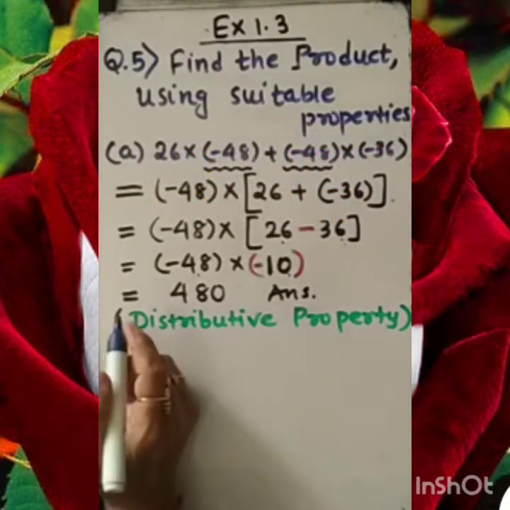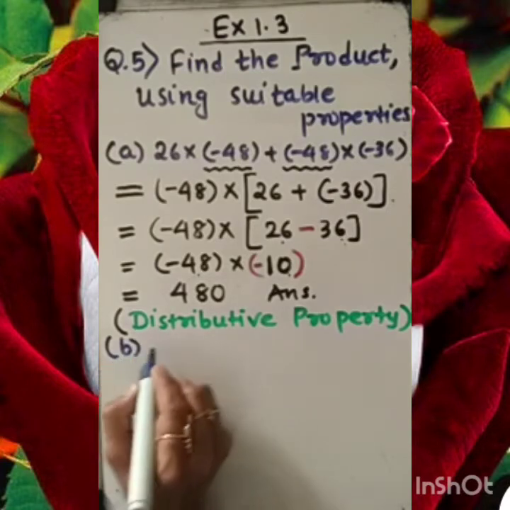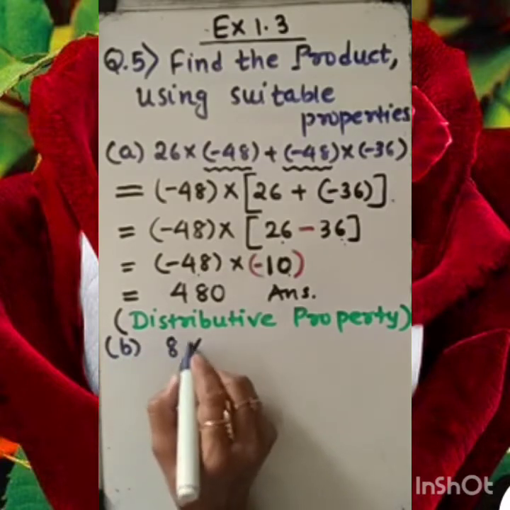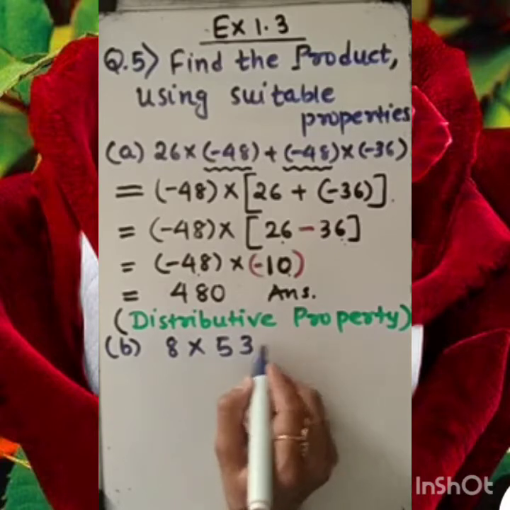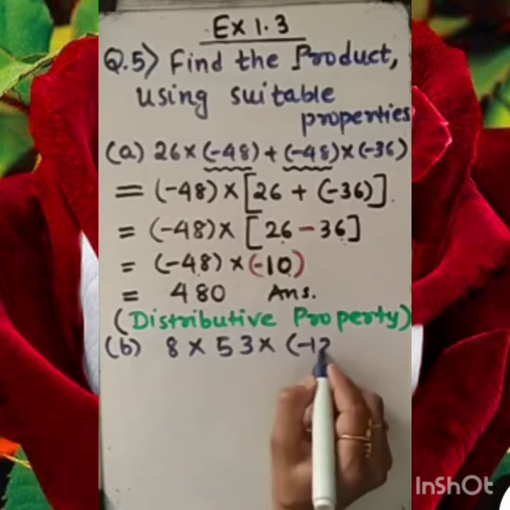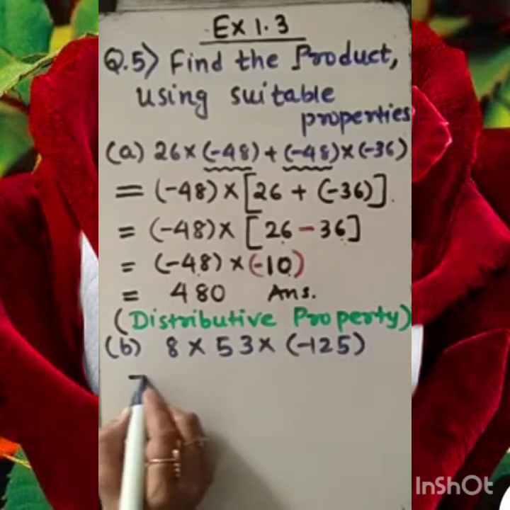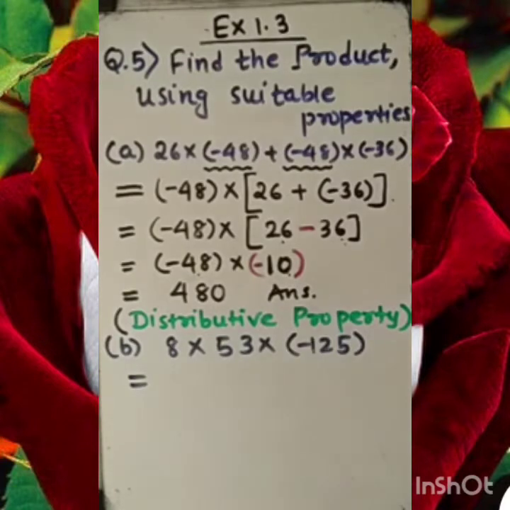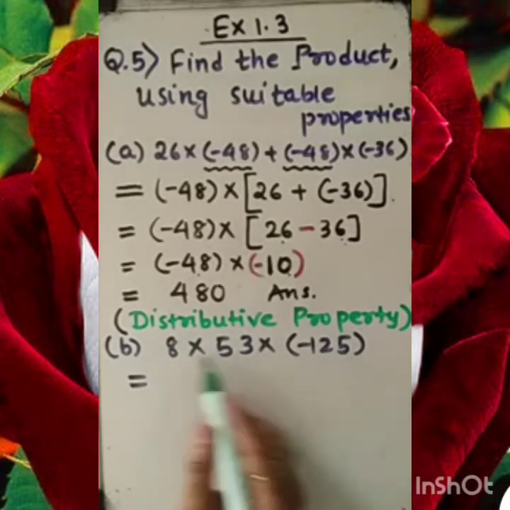Let's work on the B part now. In the B portion, we are given 8 into 53 into minus 125. Okay, 8 into 53 into minus 125. In such a case, what do we have to do? In that case, we need to make a grouping. Three friends are here. You can see three friends are here.